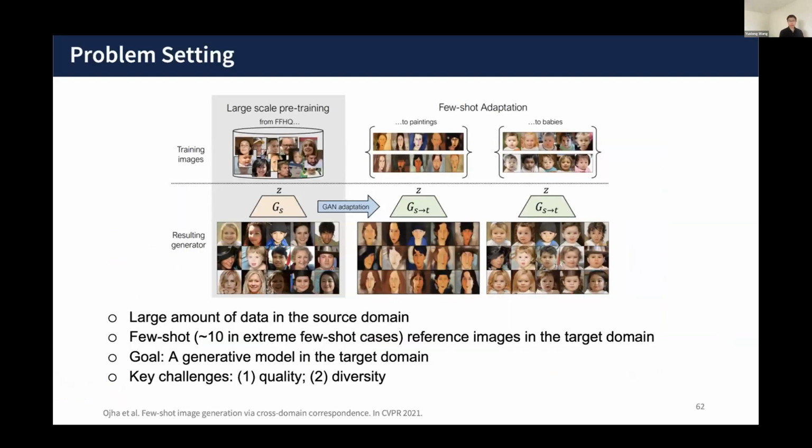Similar to few-shot recognition, the few-shot synthesis task can be formulated in the following way. We are given a large amount of data in the source domain and few-shot reference images in the target domain. In extreme few-shot cases, the number of images in the target domain could be only around 10, for example. The goal is to obtain a generative model in the target domain. The key challenges here are twofold. We need to preserve both the quality and the diversity of the generated examples, while the model is adapted from the source domain to the target domain. In principle, this formulation can be applied to different types of generative models. However, each model may encounter its unique challenges.